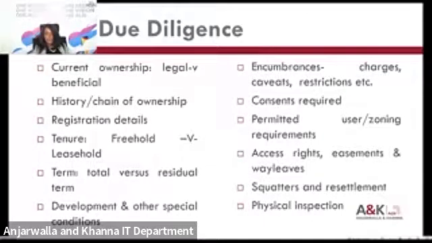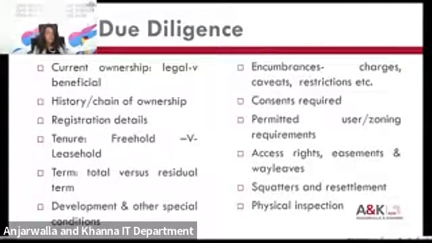Then encumbrances, so this relates to any charges, caveats, restrictions, or any overriding interests that are tied down to that land. So the project company wants to ensure that if any encumbrances are in existence, all those encumbrances are cleared and discharged, so that the project company takes unfettered rights over the project land.